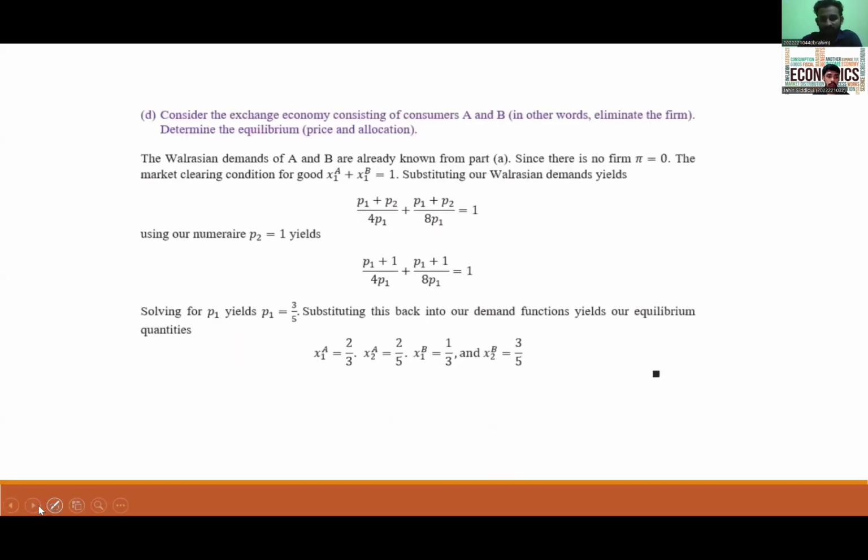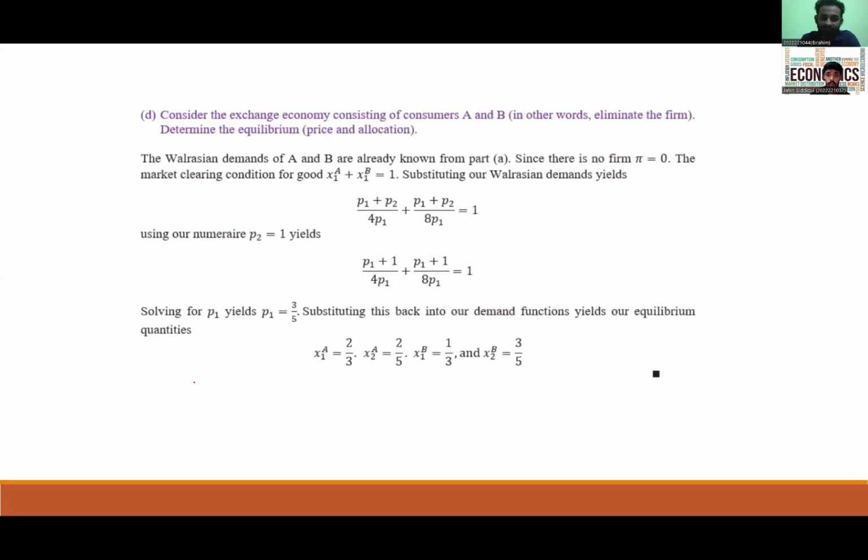And we arrive at our last problem, where we consider the exchange economy consisting of consumers A and B. In other words, eliminate the firm. Remember, in our first problem we were given that consumer B is the firm and he has a profit condition pi. Now we eliminate the firm and consider both consumer A and B as individual consumers, and we try to determine the equilibrium price and allocation.